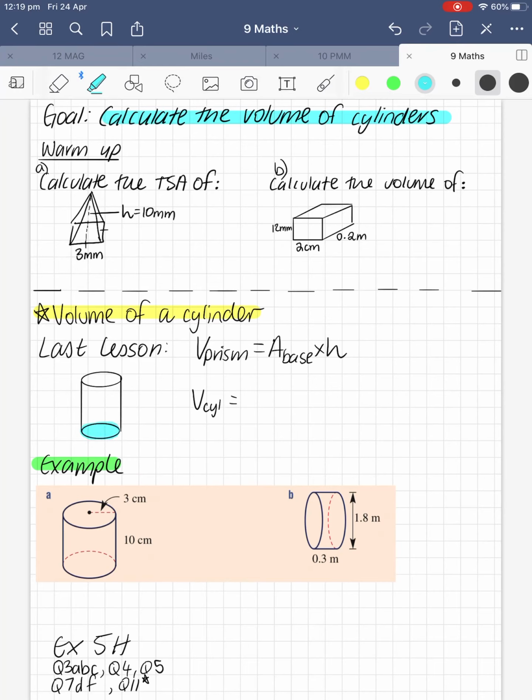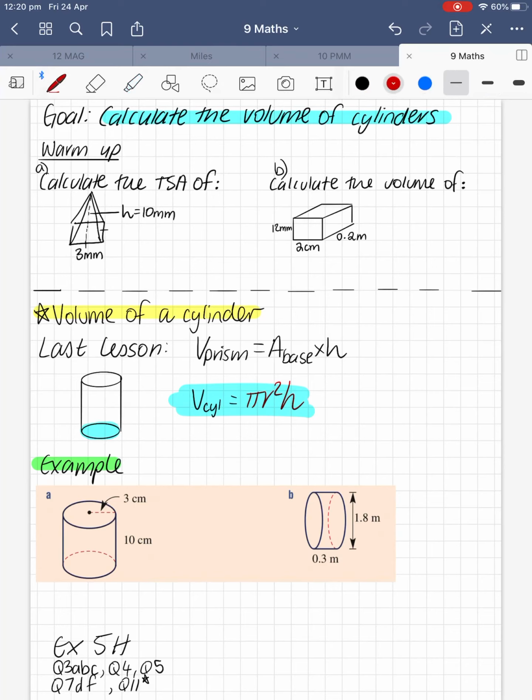But the thing with a cylinder is the base is a circle, all right? So that circle is the base of the prism, and rather than writing area of the base, we're going to very specifically write pi r squared, because that is the area of the base of a cylinder. So the volume of a cylinder can always be written as pi r squared times height. That is always true.